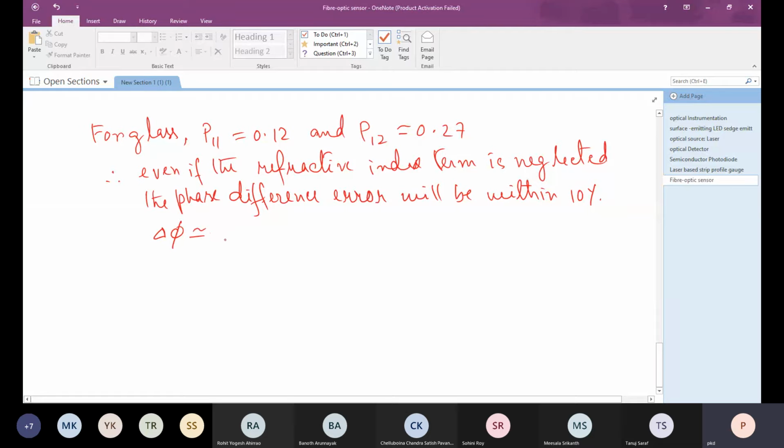Delta phi would be approximately equal to 2 pi N L by lambda, times 0.92, epsilon 3.